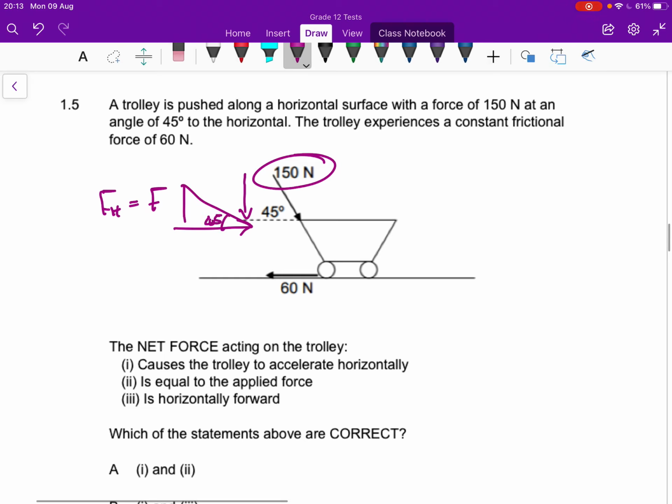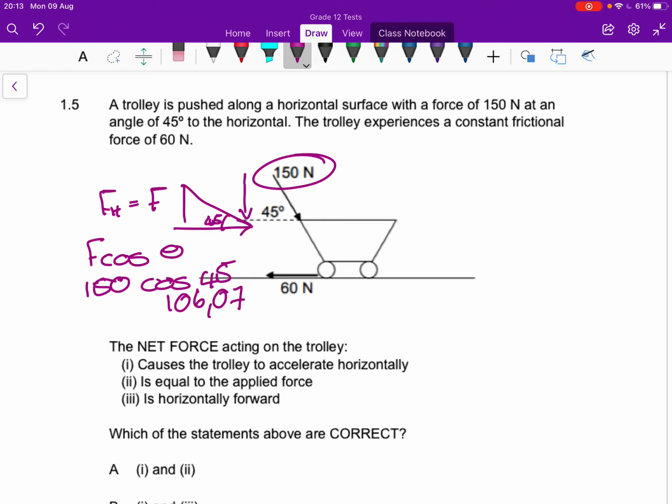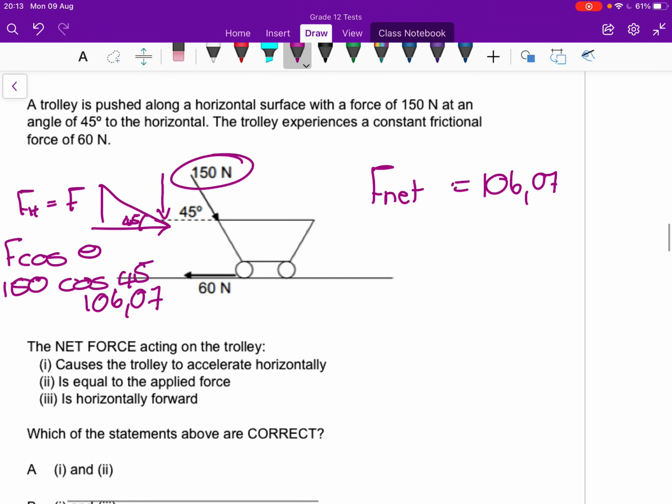So there's my 45. That means it's F cos theta, so it's 150 cos 45. Okay, and when we put cos 45 into our calculators, that is 106,07. So the net force acting on my trolley is 106,07 minus 60, because it's in the opposite direction, so it's 46,07 newtons to the right.